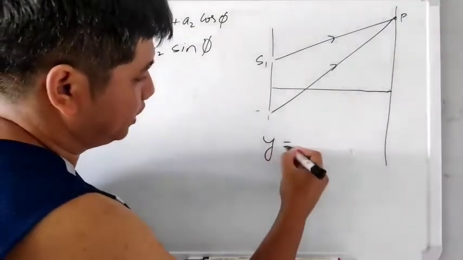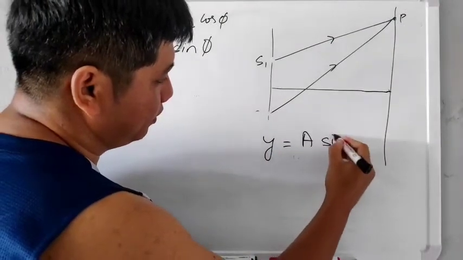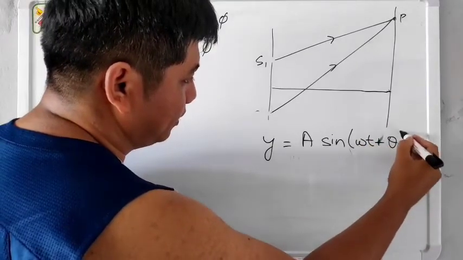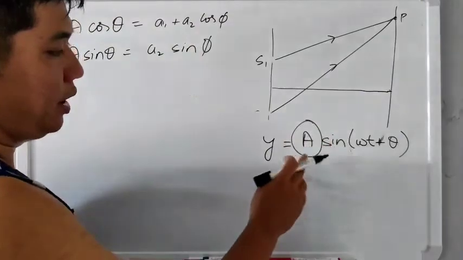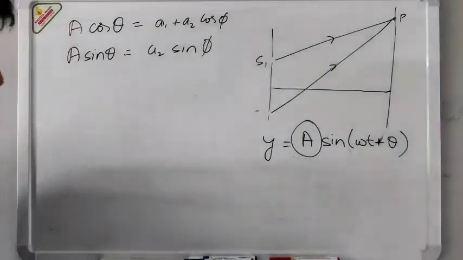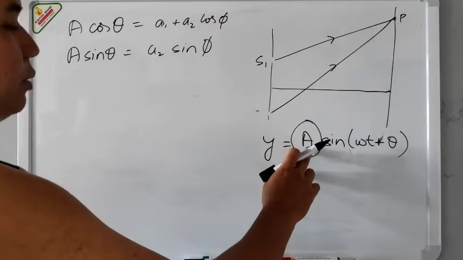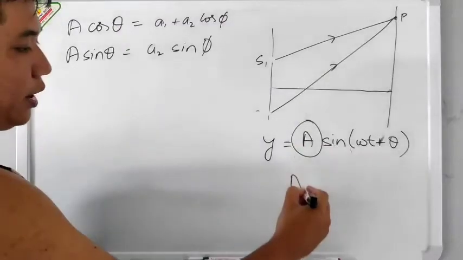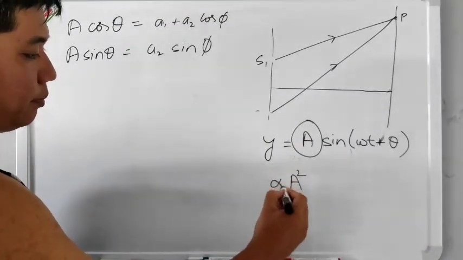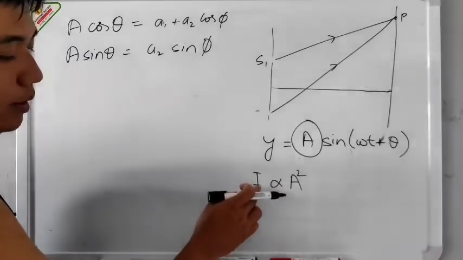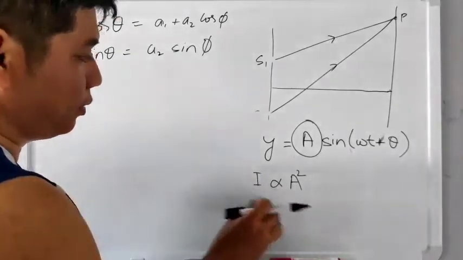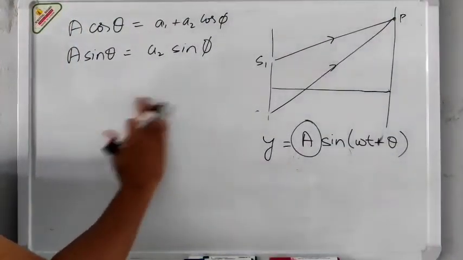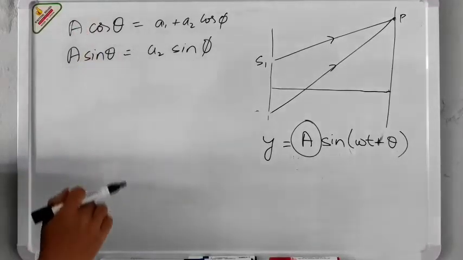The resultant wave was y equals A sin(omega t plus theta). It means A is the amplitude of the resultant wave, and we want to know A. A will give the intensity, because the square of A is proportional to the intensity of the resultant light. When A is maximum, I will be maximum. Here we are going to calculate the value of A from these two.